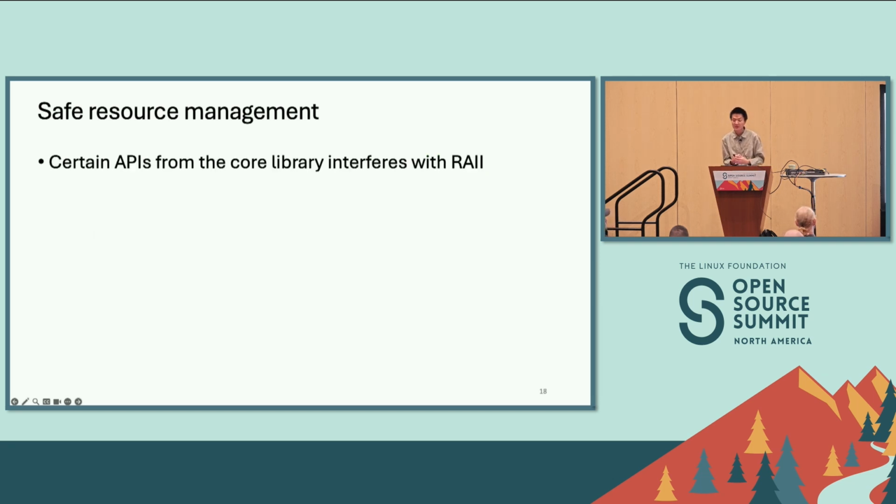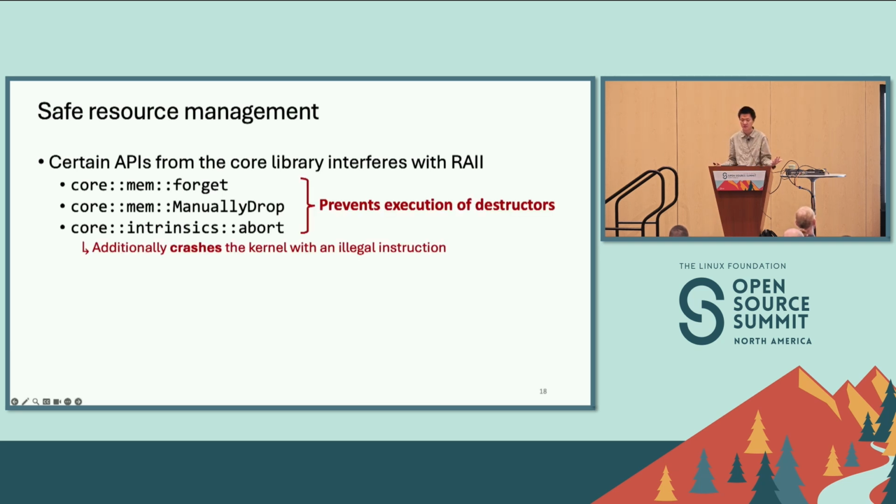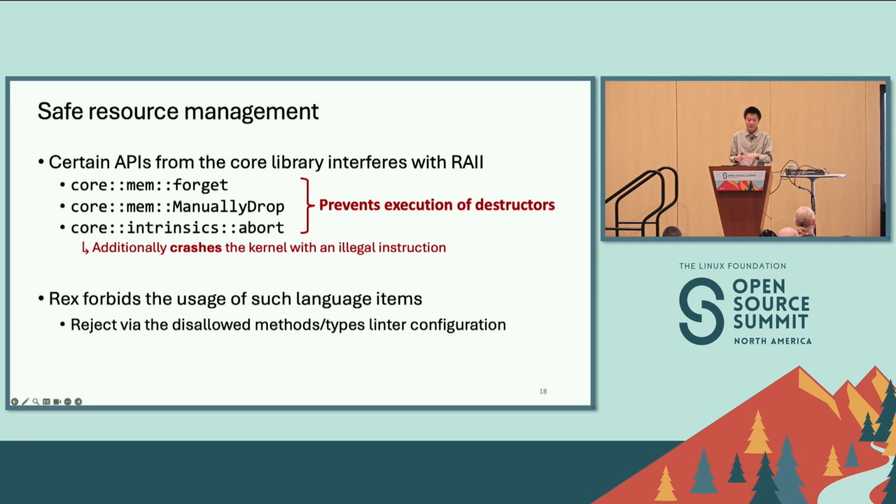Well, with that being said, we found that there are several core library items in Rust that would interfere with RAII. The notable ones are core::mem::forget, core::mem::ManuallyDrop, and core::intrinsics::abort. All of these prevent the proper execution of the destructors. And the abort intrinsic is even more problematic because it could additionally crash your kernel with an illegal instruction. So we forbid the usage of those language items in Rex by using the disallowed-methods linter configuration from Clippy, which is the Rust linter.